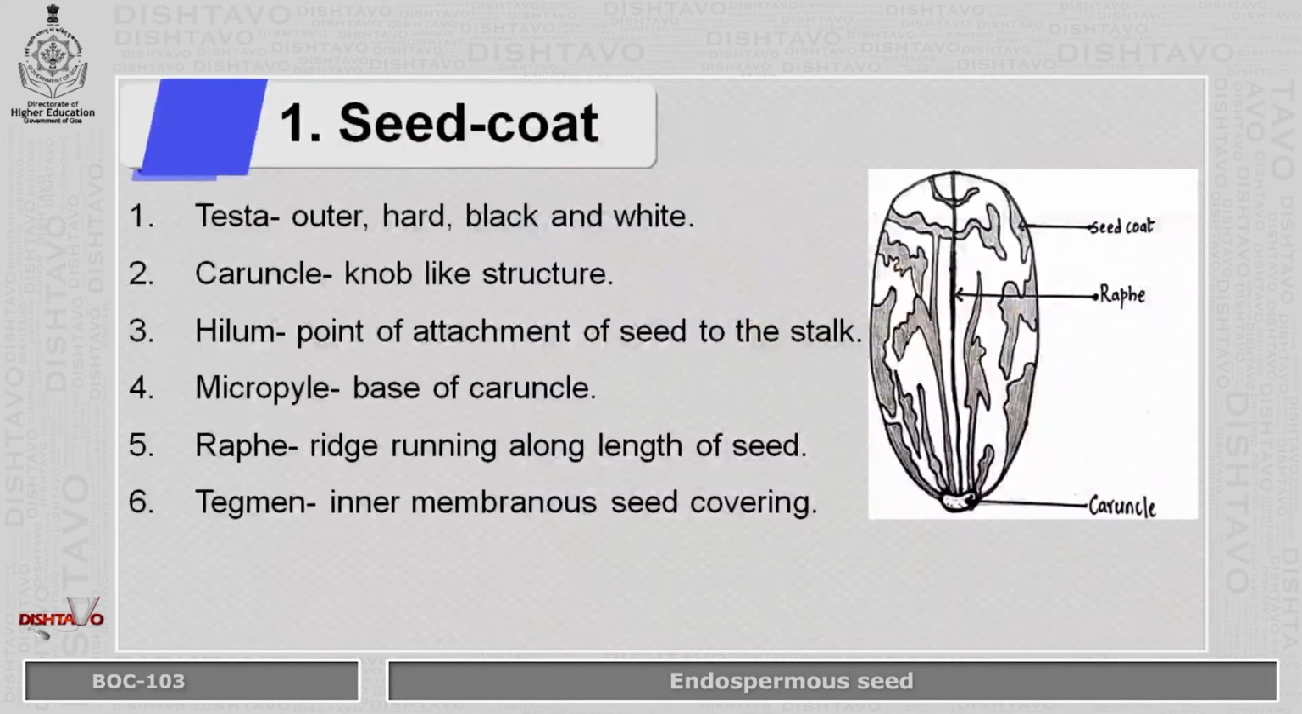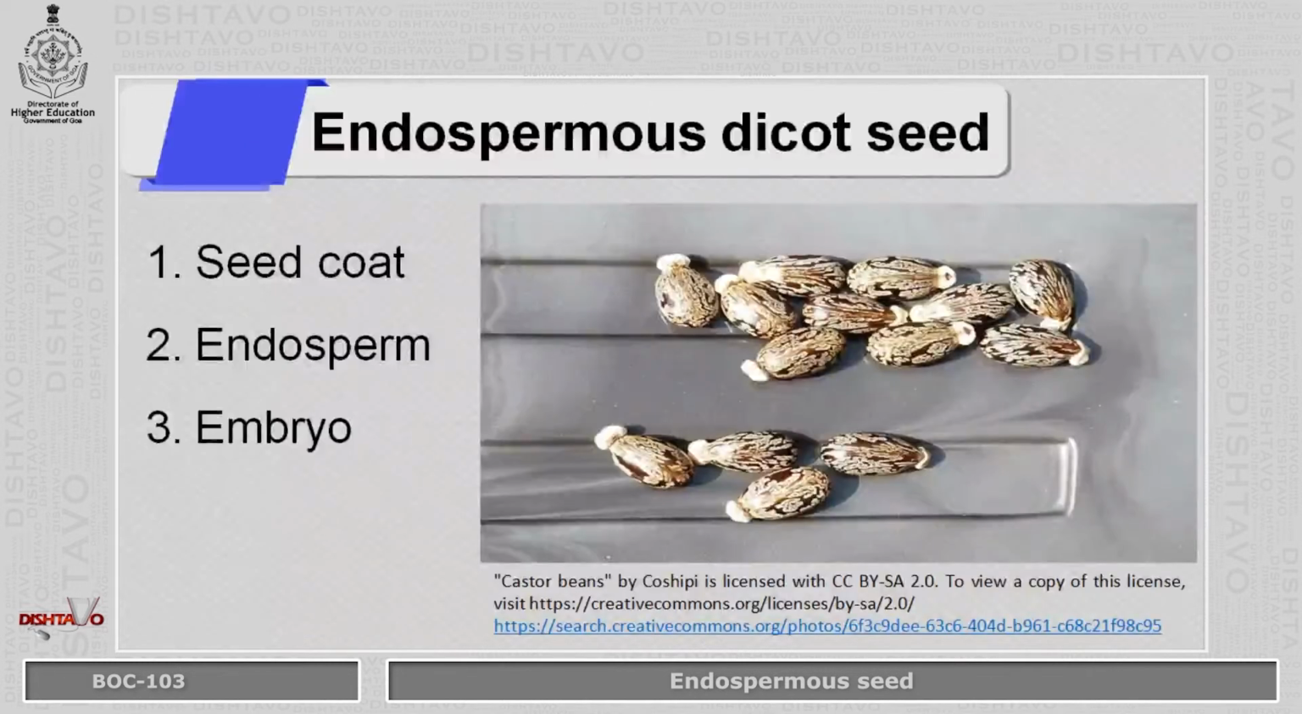The first is the seed coat. The seed coat is made up of several layers. The first is the testa. Testa is the outer hard black and white covering which you can see in the picture. The next is the caruncle. Caruncle is a knob-like structure. In this previous slide, you can see the castor seed, and the white colored structure present over there is nothing but the caruncle.